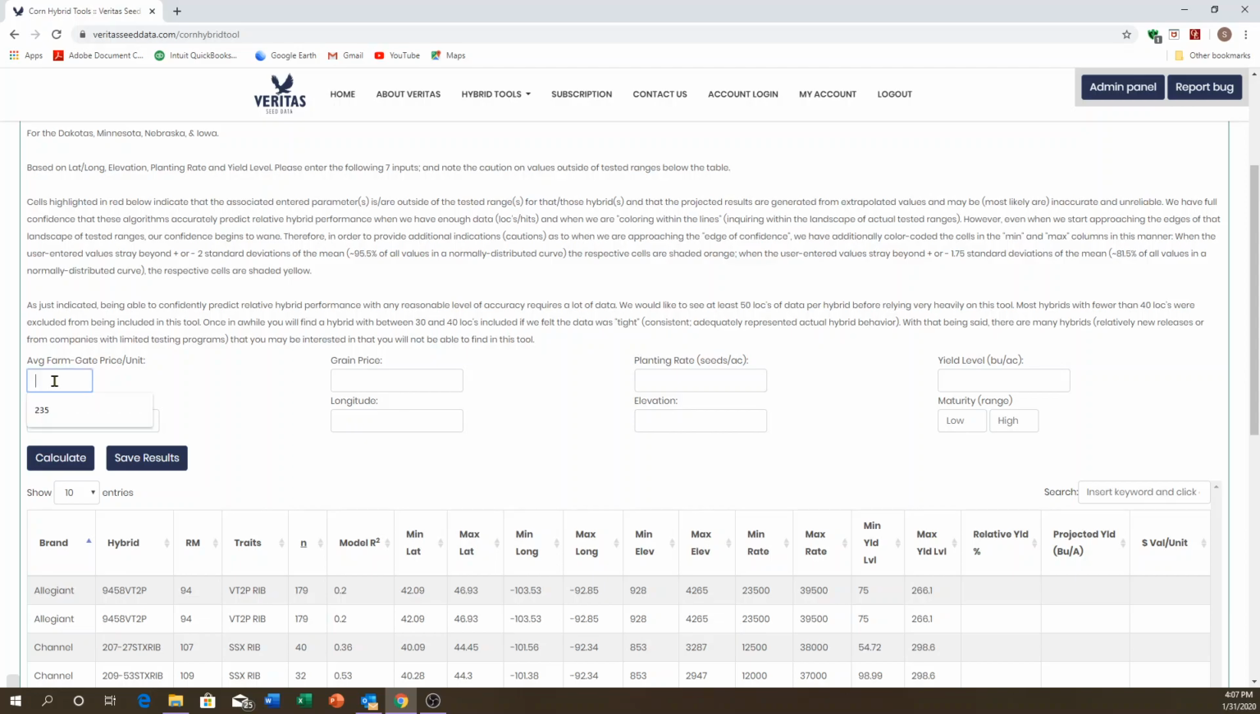So again, we come back and we enter in bag price, because we always want to consider economics. Same goes for grain price. Now you enter in the 5 categories, the 5 characteristics that we are trying to discern how they affect yield.